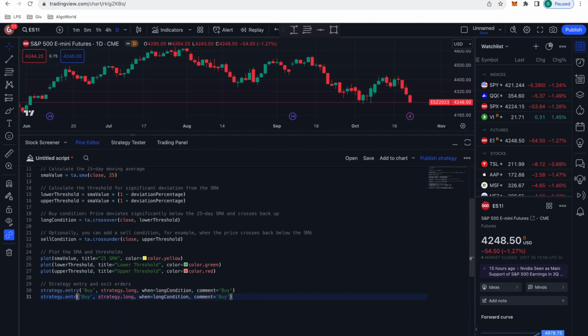And we put this down here. Let's change this to exit. Close. I think version 4 uses exit, but version 5 uses close. Sell condition. Comments, sell. All right. Strategy, and this is not long anymore. It's short because we did.